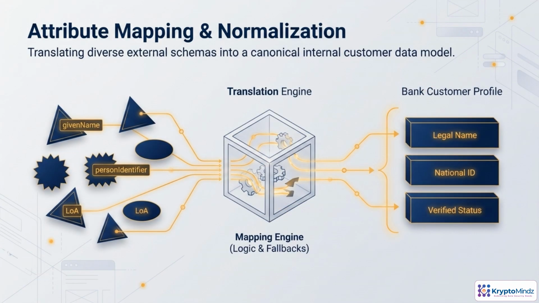When you integrate multiple eID schemes, each one sends attributes in its own format. The mapping and normalization layer hides that chaos from the bank's systems. It takes variations in name fields, person identifiers, and levels of assurance, and converts them into a single internal customer model: legal name, national ID, verified status, and so on. If you design this carefully, adding a new country or provider becomes mostly a configuration task, not a redesign.